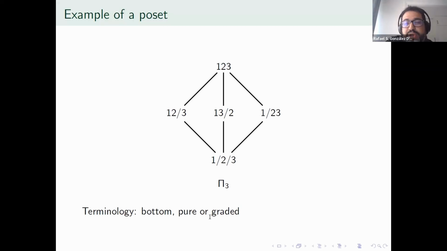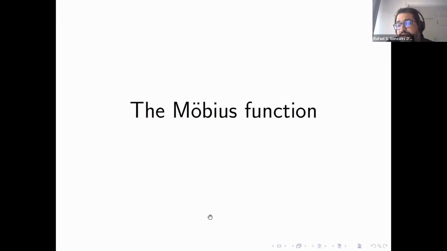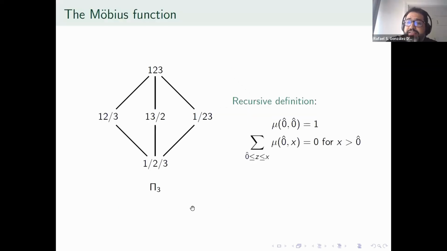And when I have a poset like this, I can start playing a game, the Möbius function game. So I'm going to start in the bottom. Let's say I'm going to define recursively the Möbius function. So the Möbius function from the bottom to the bottom is just 1. And every time I go up in an interval, the values of the Möbius function need to add up to 0.